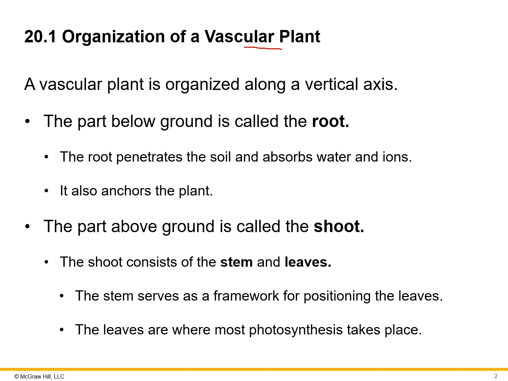These vascular plants are organized on a vertical axis. Everything below the ground is the root. I think we know this by this point. Of course, that root penetrates the soil. Its main job is to absorb water and ions, and its other main function is to anchor the plant. So absorbing nutrients and water and anchoring the plant.